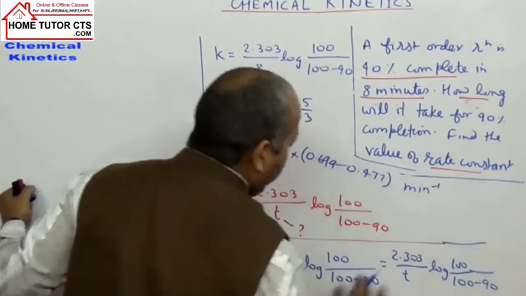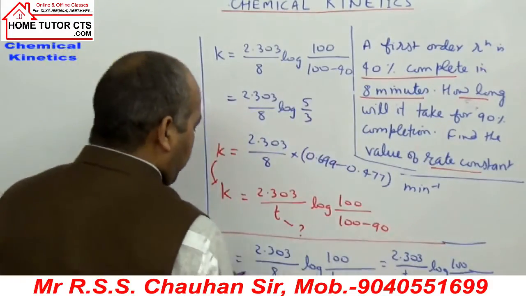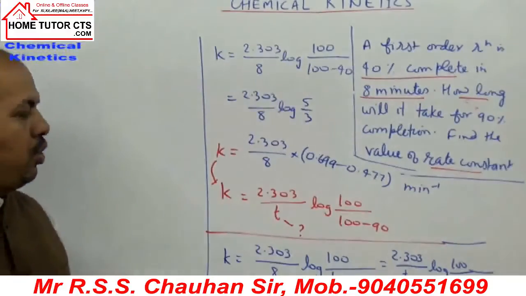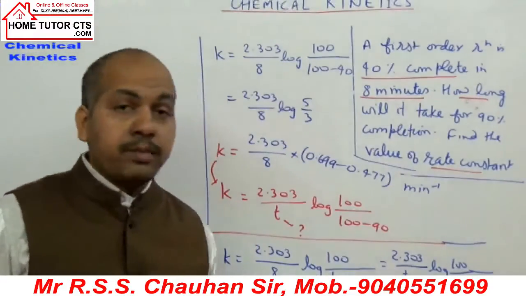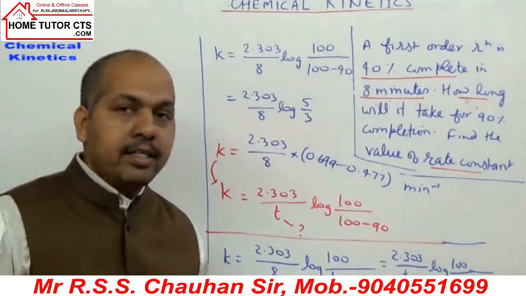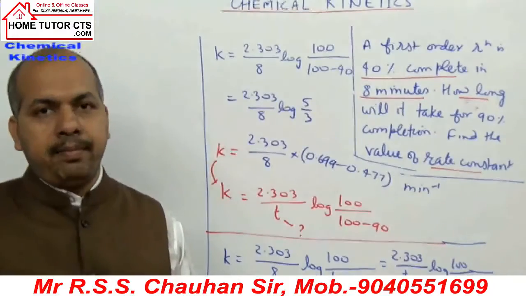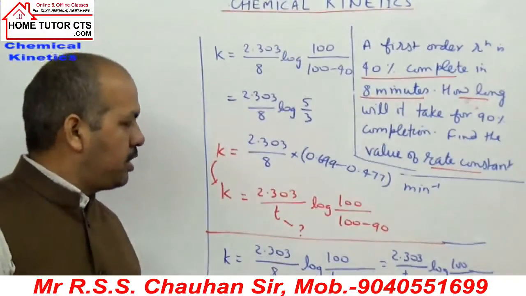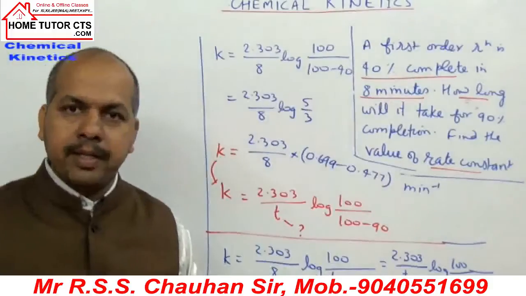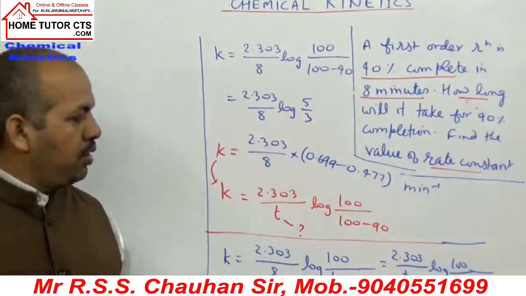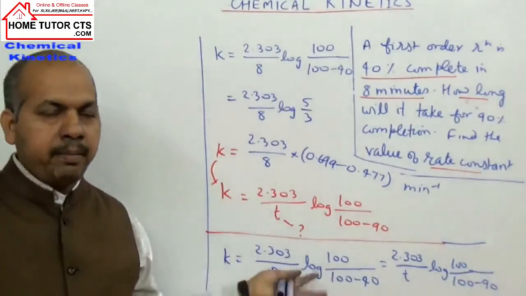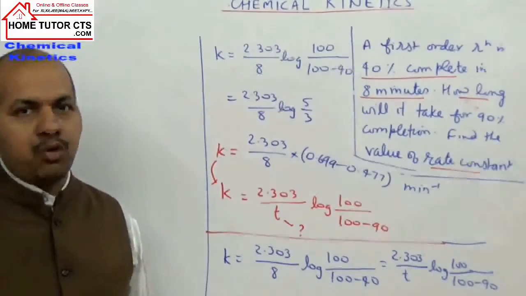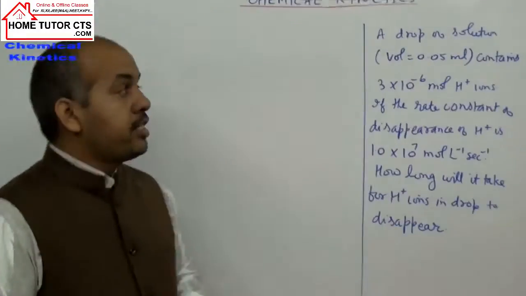On equating these two expressions, there is no need of K. You can equate these two expressions directly, and on equating them we can find the value of time. We can find the value of time in minutes. This is in minutes, so this time will also come in minutes. That is how we can approach this simple first order reaction example. Okay. So let us take the next question.